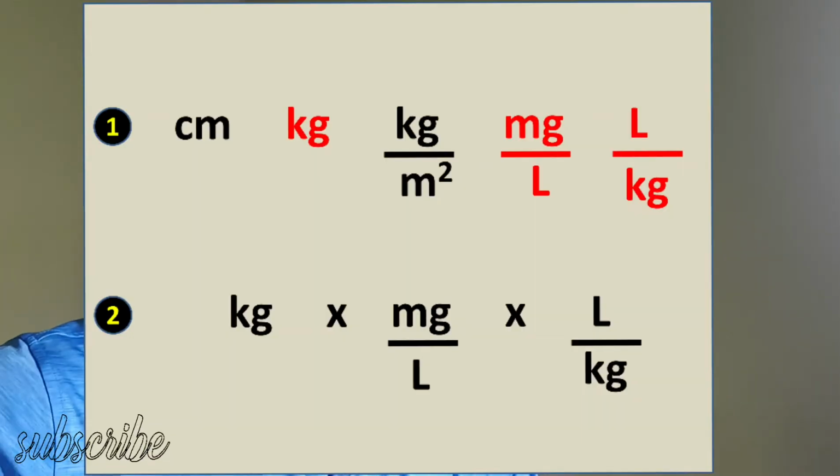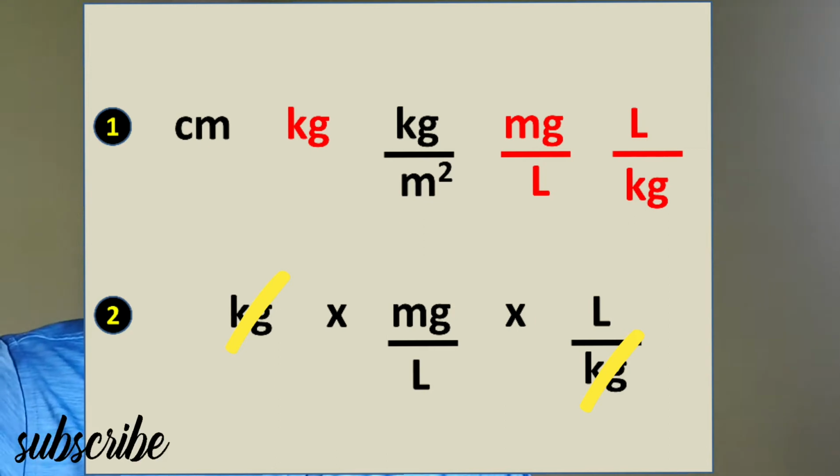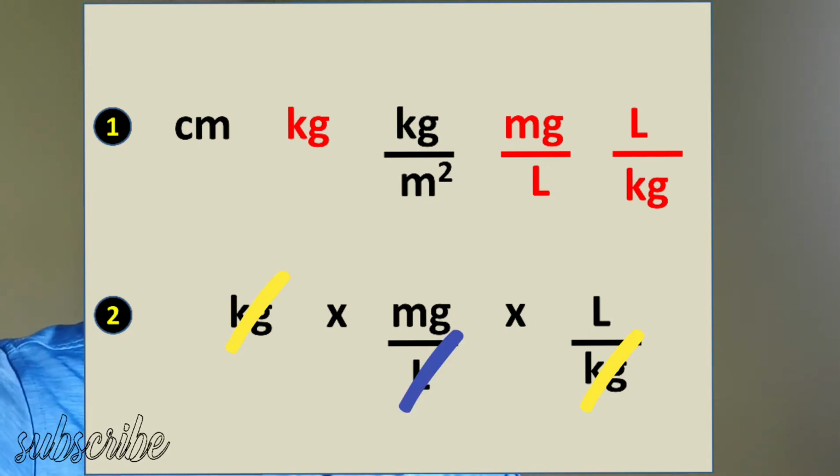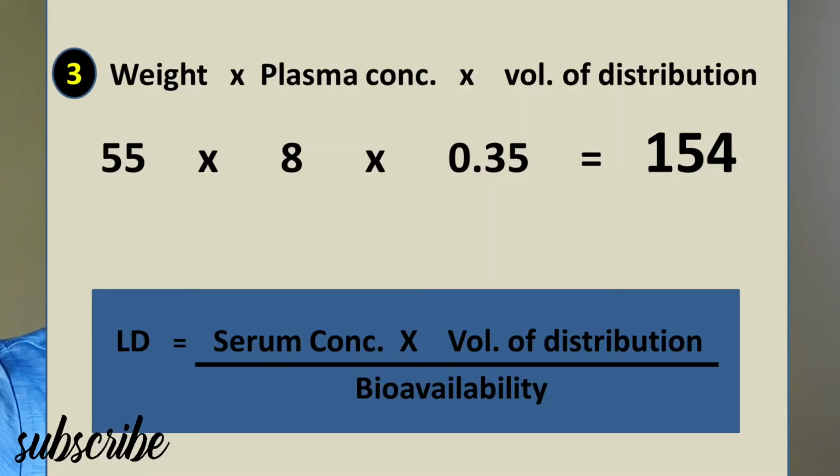When you combine this, if you multiply these units, kilogram would take out kilogram, liter would take out liter, and we would have milligram standing alone. Kilogram was the unit for weight, so you're going to have weight multiplied by milligram per liter, the unit for serum concentration, and liter per kilogram, the unit for volume of distribution. Therefore, I can say that loading dose is equal to weight times serum concentration times volume of distribution.